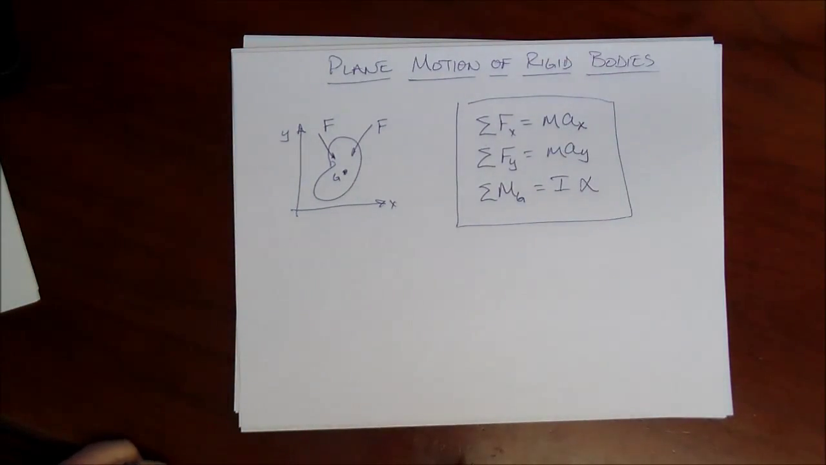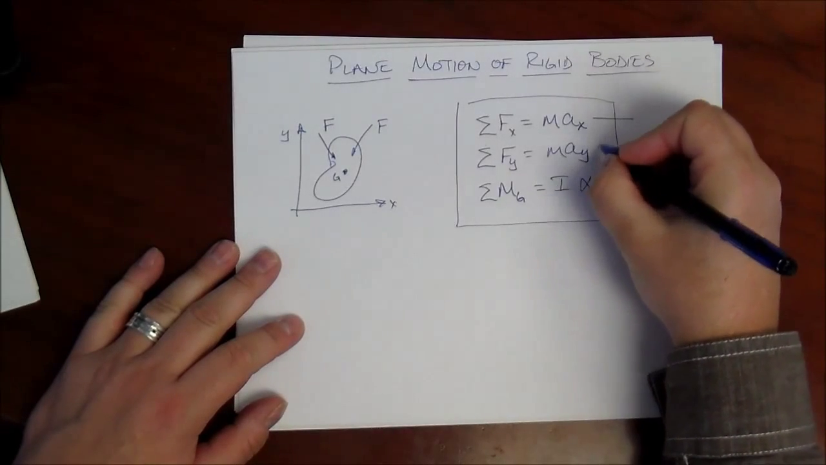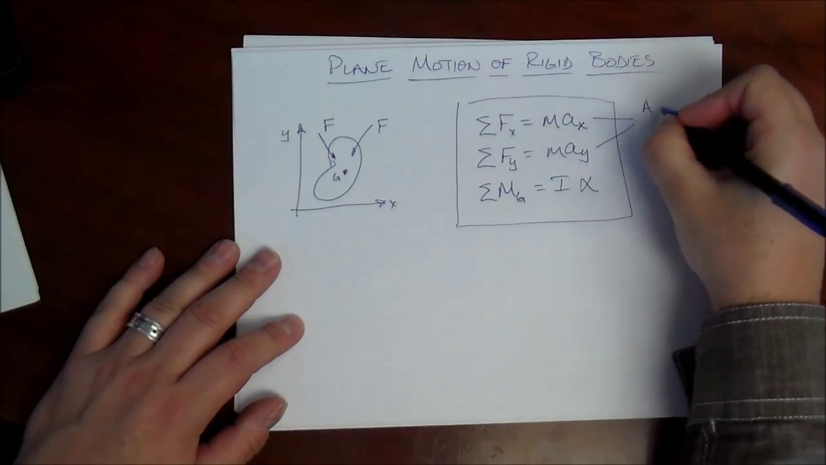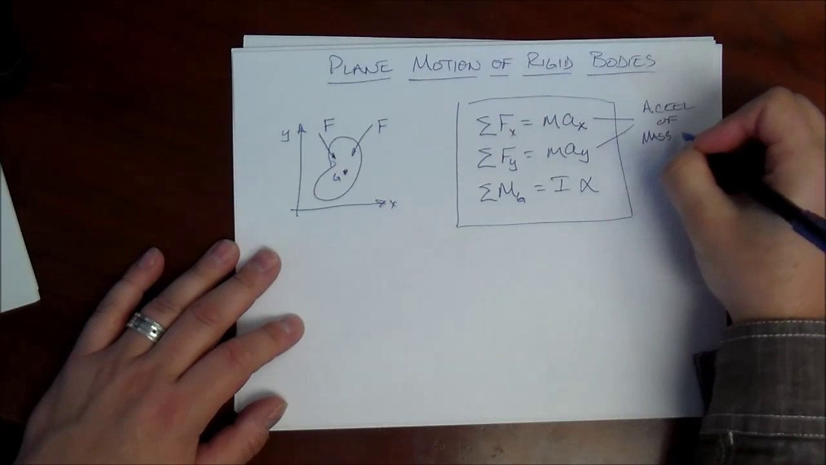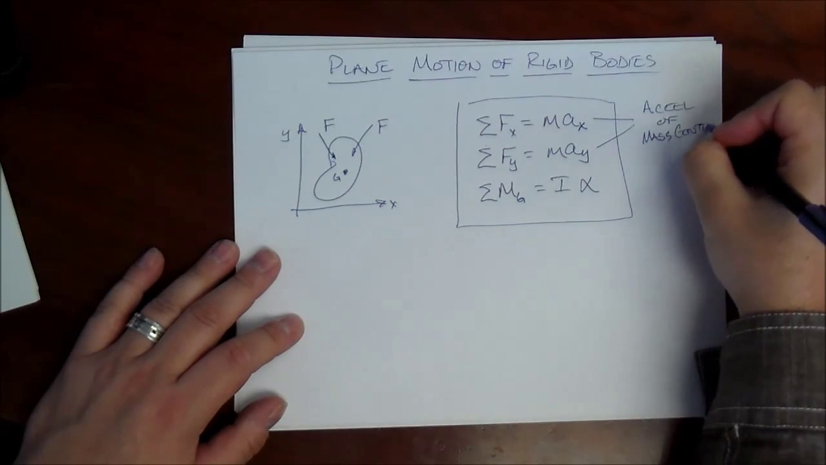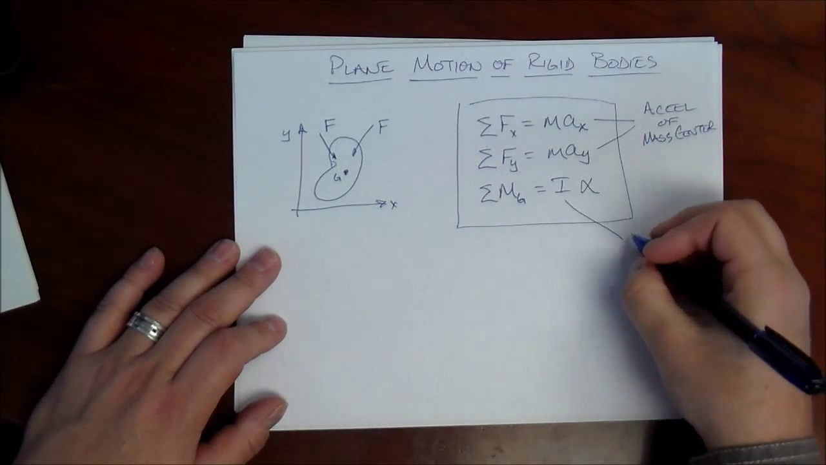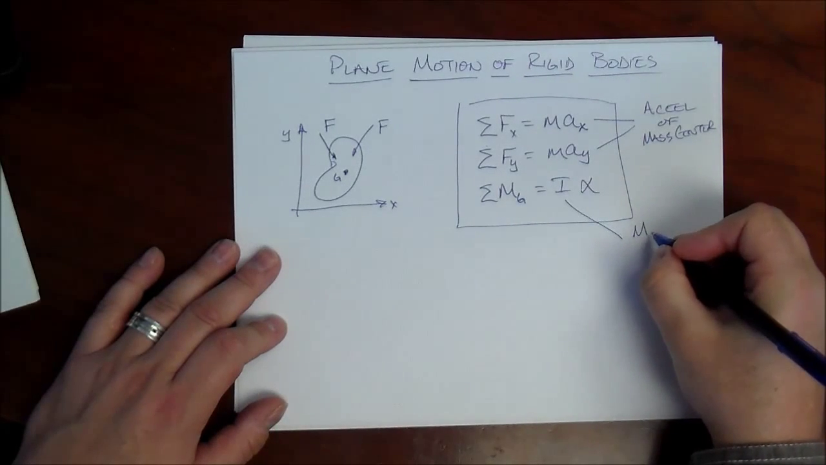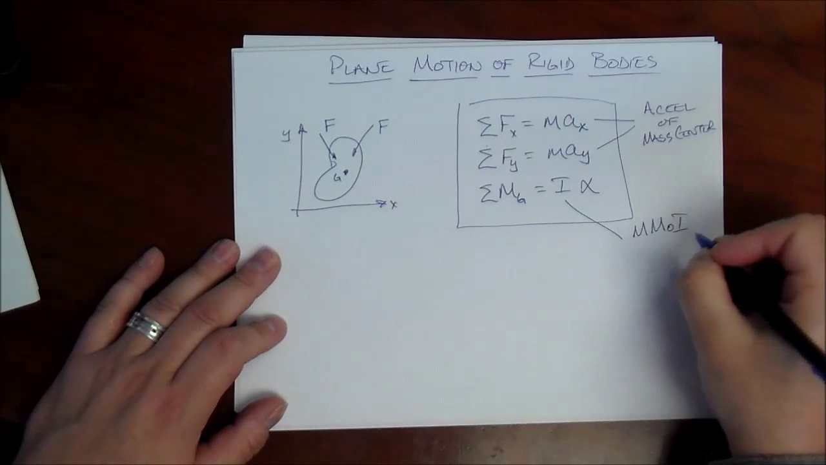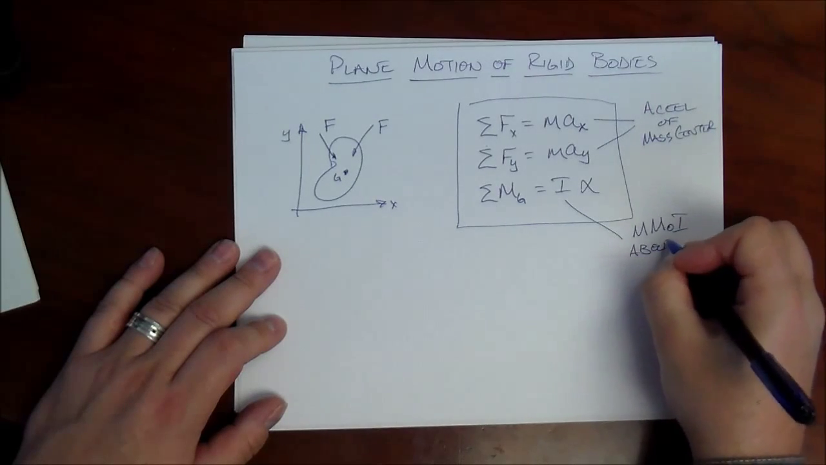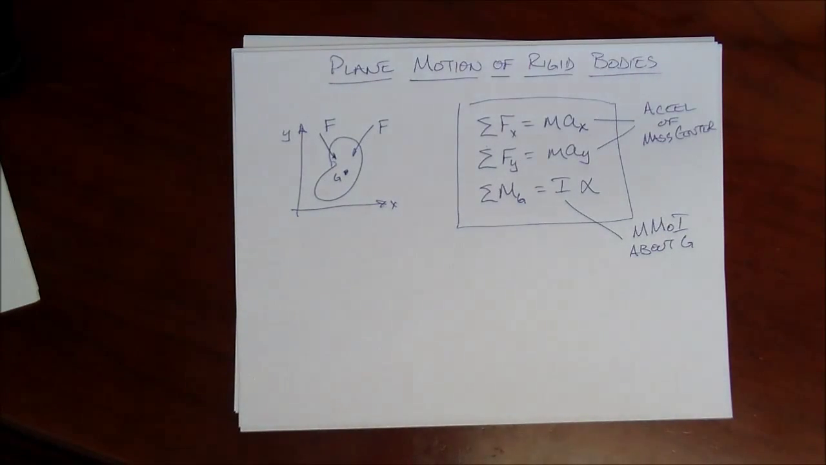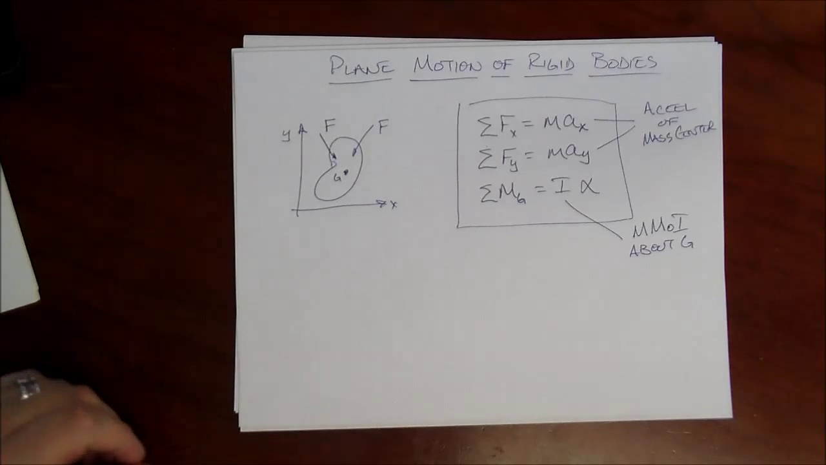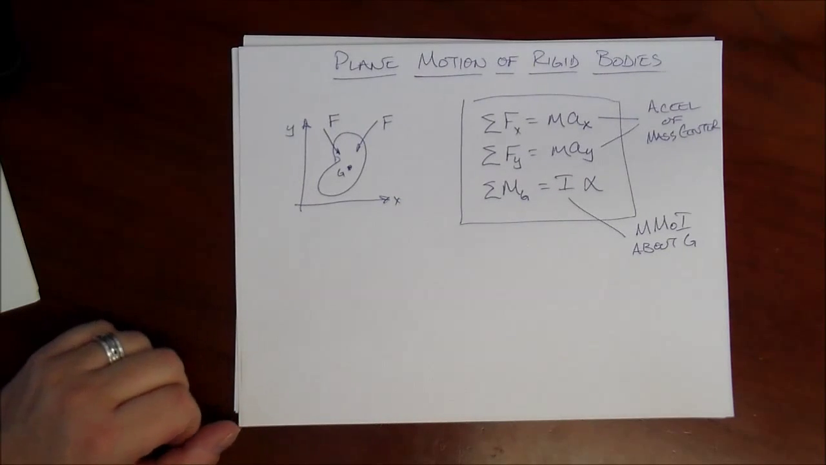Those are scalar equations, right? I think it's important to recall that these accelerations pertain to the mass center. Right? And that is the mass moment of inertia about the mass center. Okay? So those three equations of motion are all you need to determine the kinetics, or to establish the equations of motion for plane motion of rigid bodies.